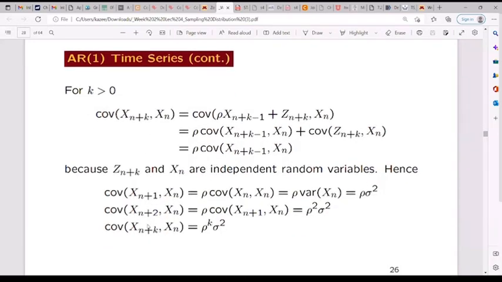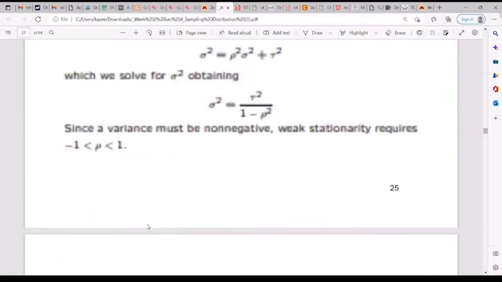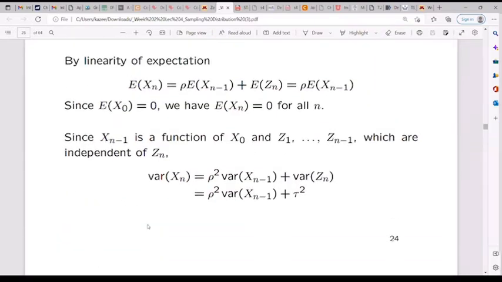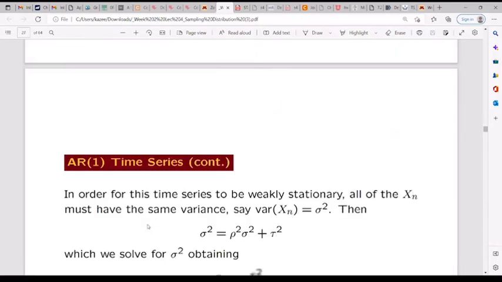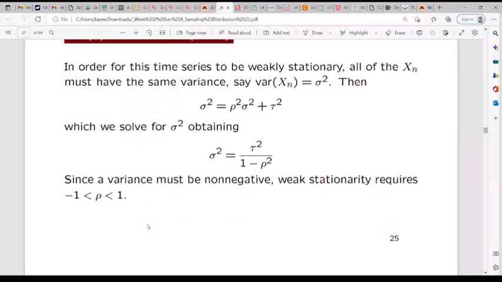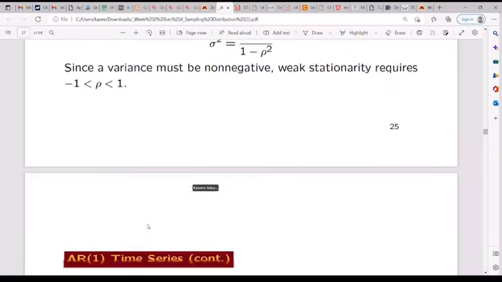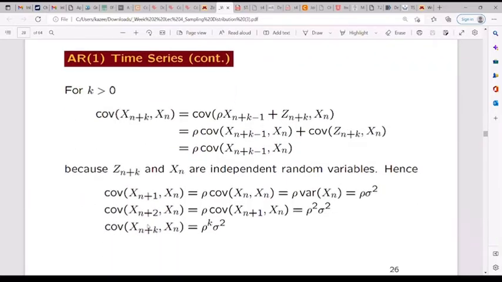Now you know what we want to do next. For an autoregressive model of order 1, we've already obtained the mean: the expected value of Xn is equal to 0. We've already obtained the expression for the variance, which is this one here. The next thing we want to talk about now is the covariance.